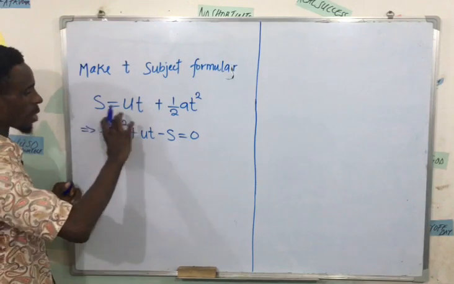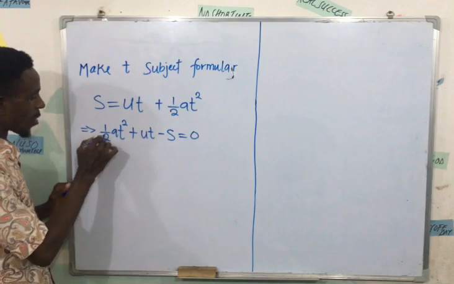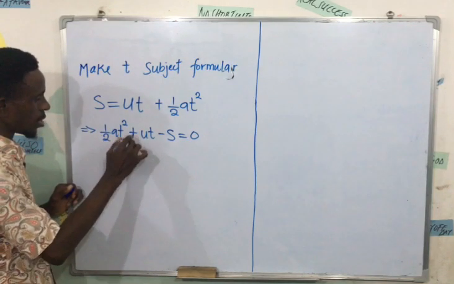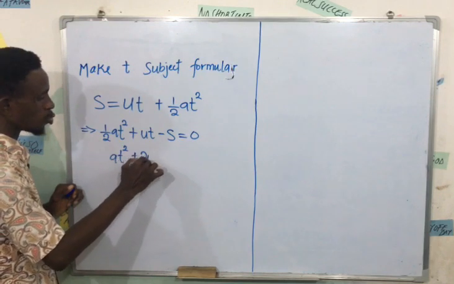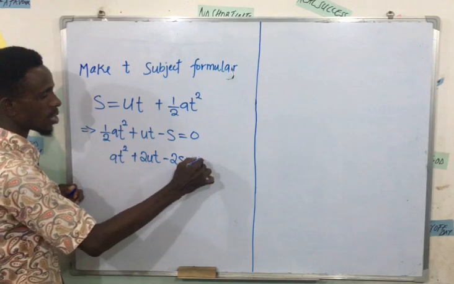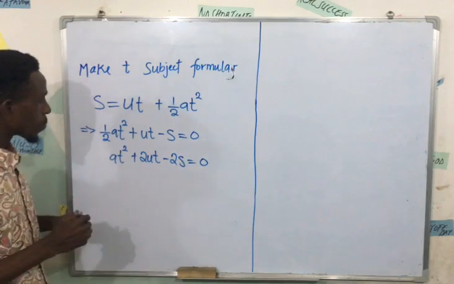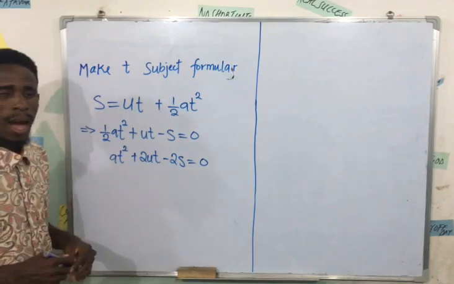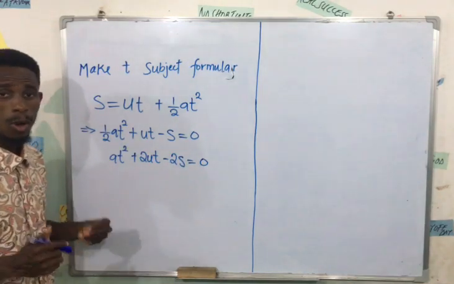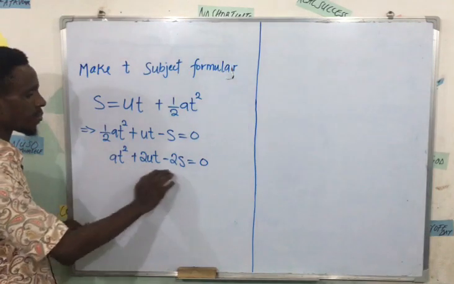If I multiply this term by 2, I'm going to have the 2 cancel this. So I'm going to have at squared plus 2ut minus 2s is equal to 0. Good. Now this is what I have. I'm going to use the quadratic formula to solve this.